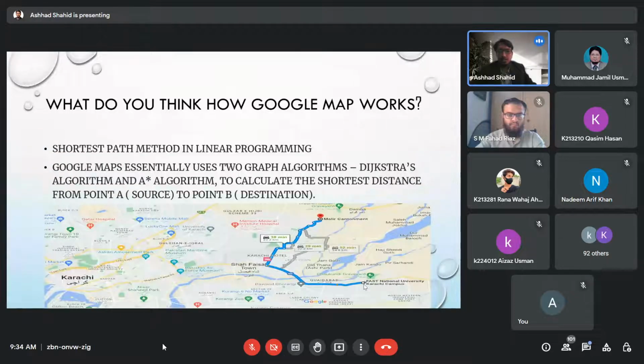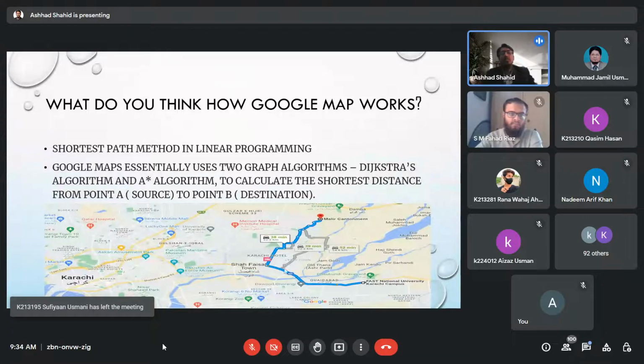From the FAST University, you have to go to this point first, then Qaidabad, and then go on till Shah Faisal, and then this. In this way, you'll reach your destination, Mali cantonment. But you can see here that by following this way, it will take 38 minutes, right?